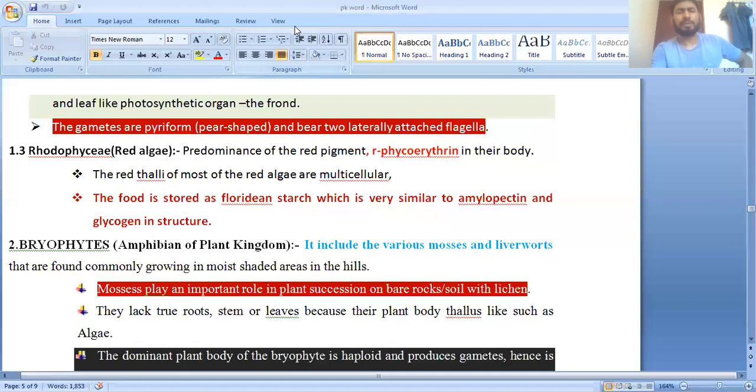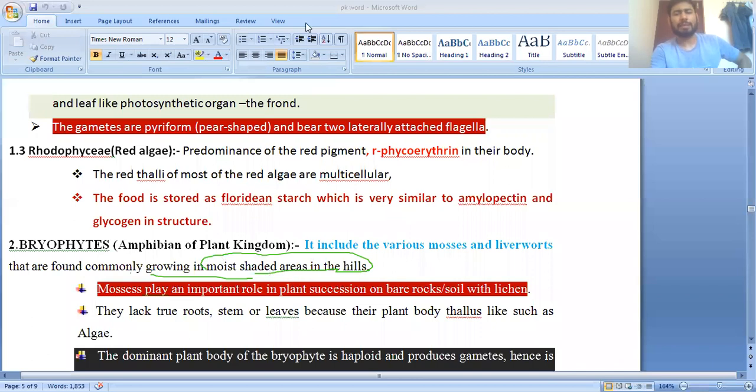And if you see, it has two different types of groups. The first is the liverworts and the other is the mosses. Clear? And if you check their habitats, bryophytes generally grow in moist, shaded areas in the hills. So this is a specific property of the bryophytes. We have discussed that they are the amphibians of the plant kingdom, which include two groups, liverworts and mosses.